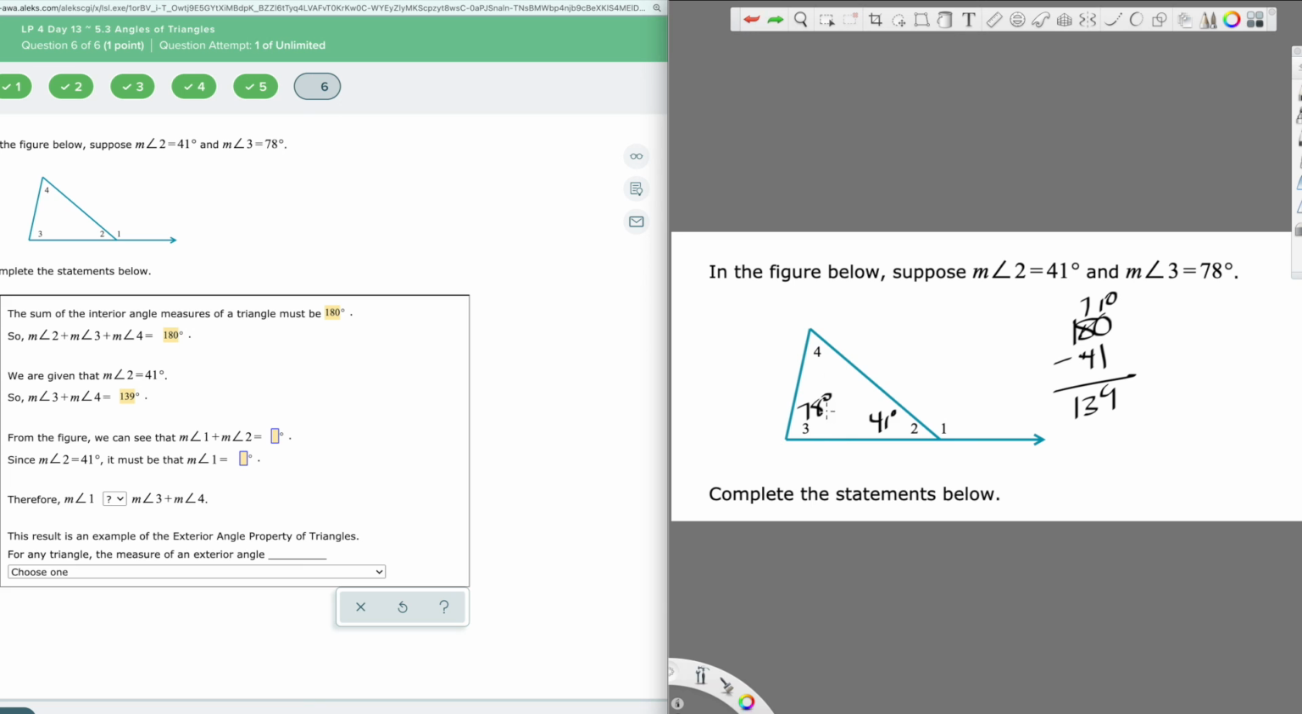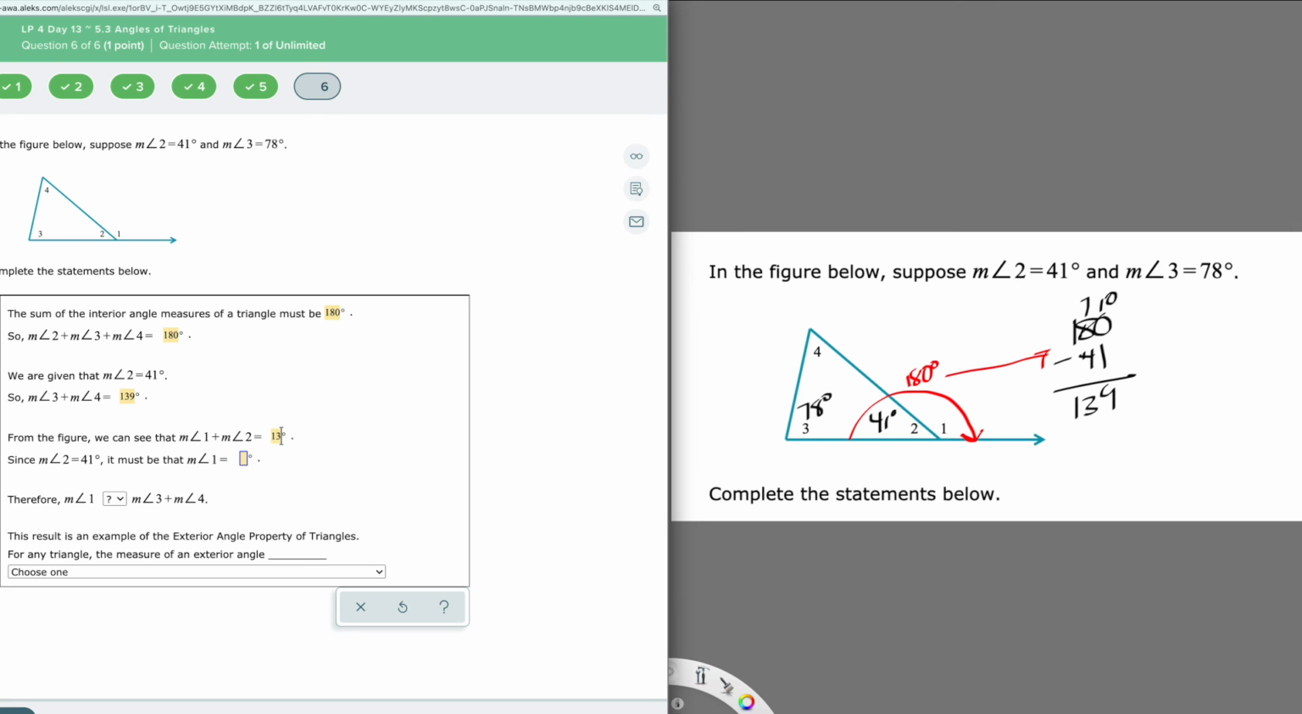And then angle 1 plus angle 2, if we're looking at these guys, also have to add up to 180 degrees. Since angle 2 is 41, it must be that angle 1 is, well, we would do the same thing here. 180 minus the 41 would tell us what's left over for the 1. So it's also going to be 139. Oh, sorry, that should be 180. I typed it wrong there, 180. And then this is 139.